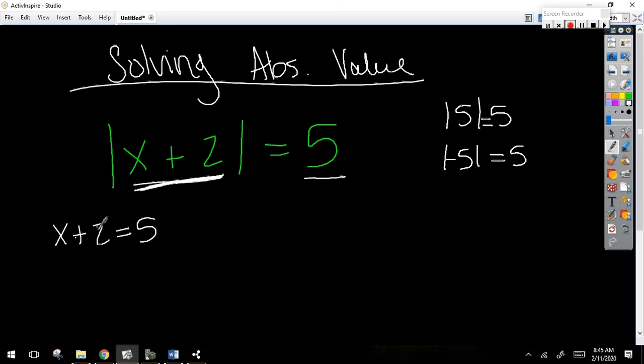But I have to do a second equation because I have to think not only is the absolute value of positive 5, 5, but the absolute value of -5 is 5. So I also have to think, well, what if it's negative? Then it would also work. Okay, does that make sense? So we need 2 equations.